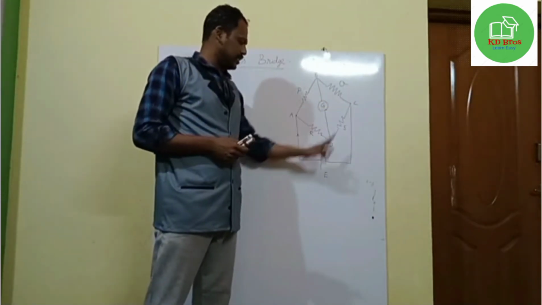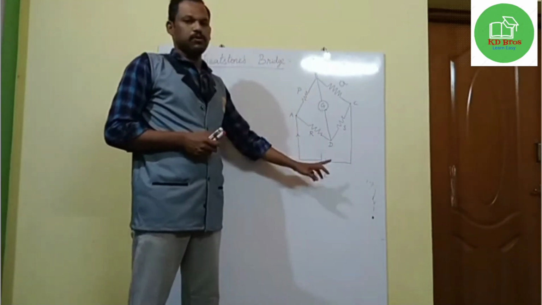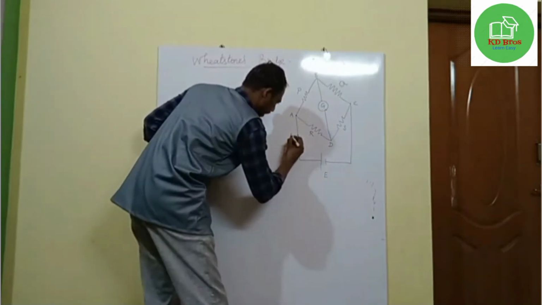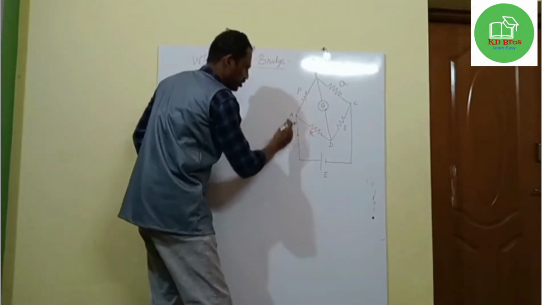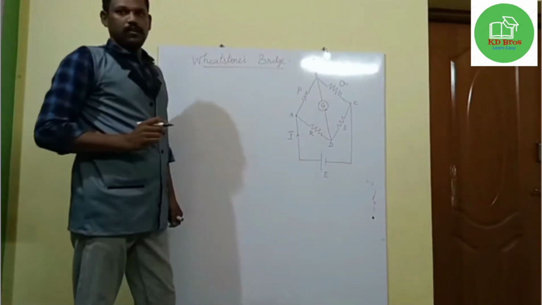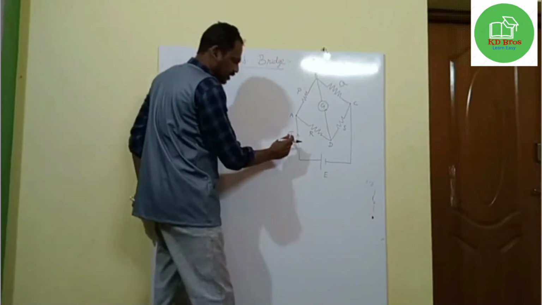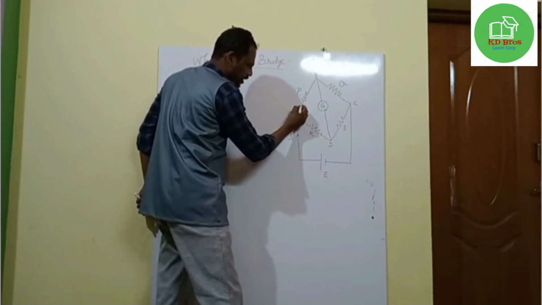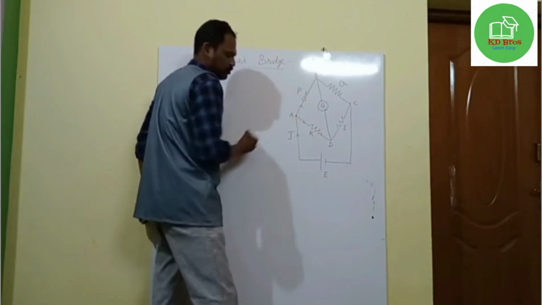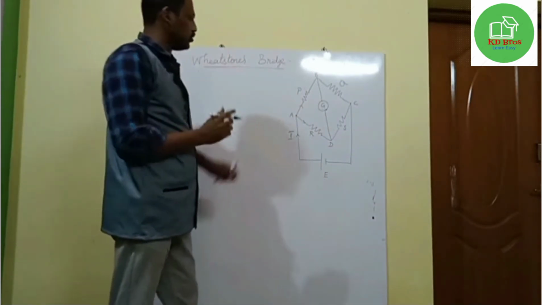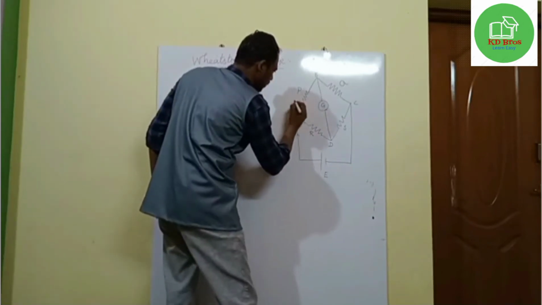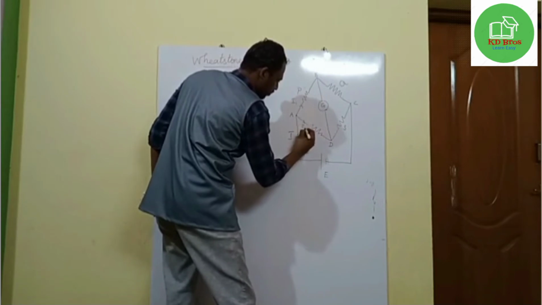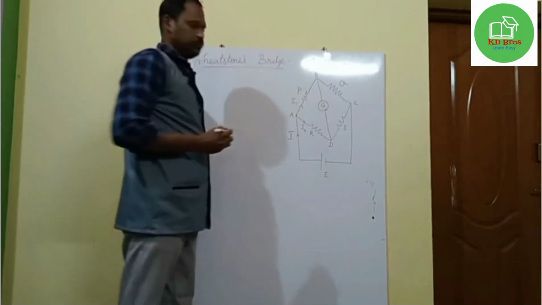Between A and C we have introduced a potential E, and through this circuit a current I will pass. When the current I reaches point A, it will be divided into two portions. One is denoted as I1 and the other is denoted as I2.